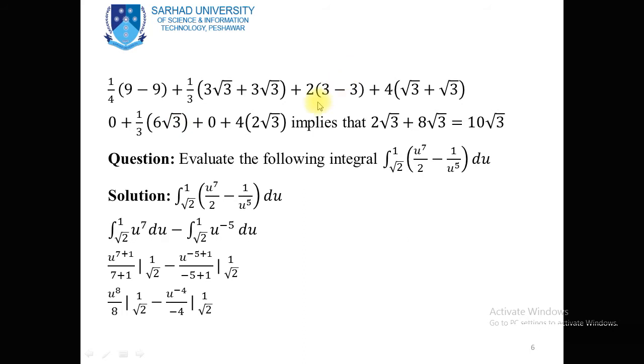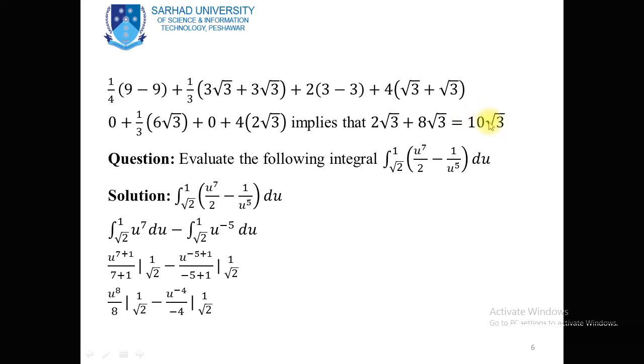Similarly this term is also equal to 0, and in this term adding these two terms we obtain 4 into 2 under root 3. So 3 times 2 is 6, we obtain 2 under root 3, and 2 times 4 is 8 under root 3. Now adding the coefficients, 2 plus 8 is equal to 10 under root 3.